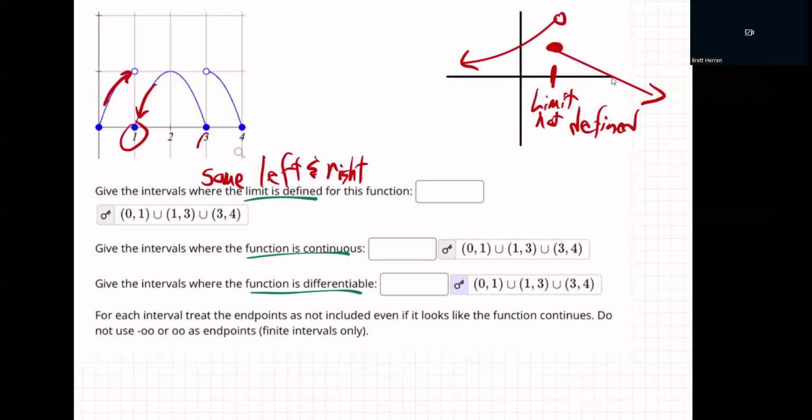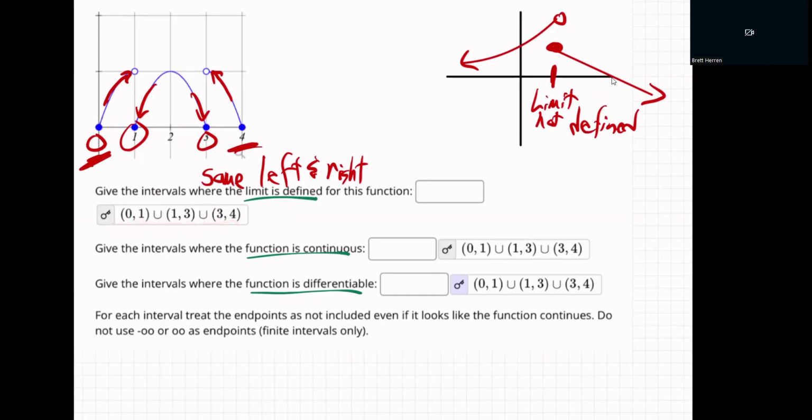And at 3, it's a problem. From the left side of 3, it's going down there. From the right side of 3, it's going up there. So it's not going to be differentiable. Oh, sorry, I'm using the wrong word. It's not defined. The limit is not defined at 1 and 3, but everywhere else from 0 all the way to 4, it's good. So that's why they said this answer right here.